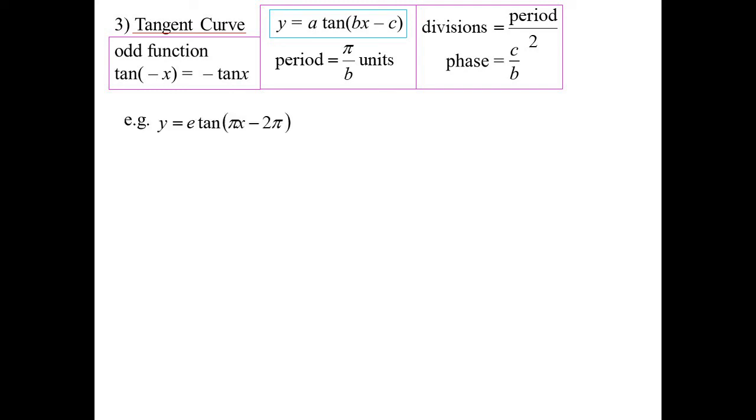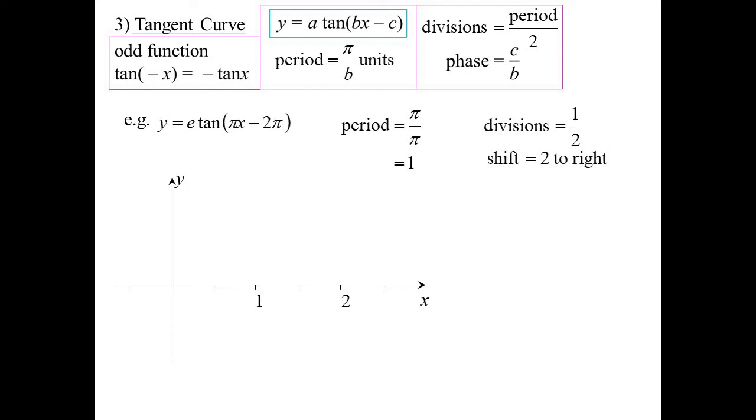y equals e tan(pi x - 2 pi). Period is just 1 for this one. So pi divided by the coefficient of x. I will mark off my divisions then every half. It's been shifted 2 to the right.